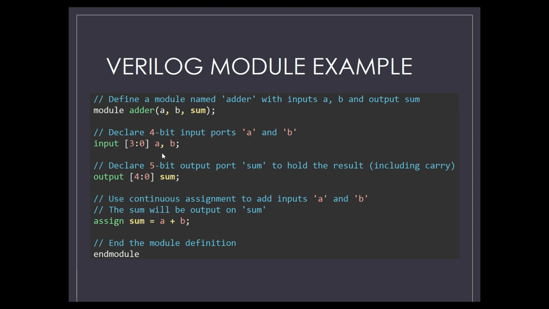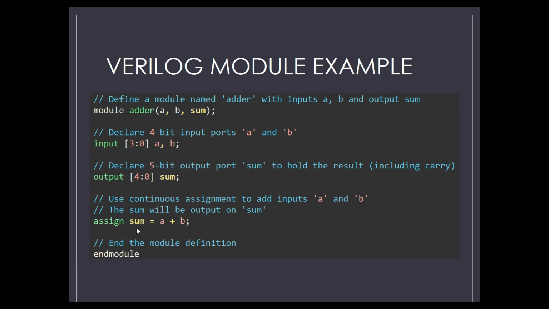Then declaring the direction of the ports, whether they are input ports or output ports. Input ports will receive the data from an outside module or a test bench, while the output port will be used by the module to provide data to the outside world.